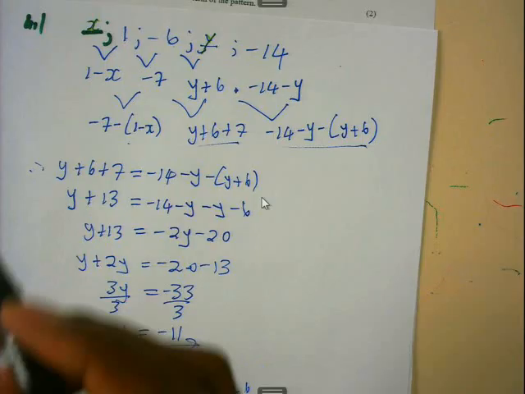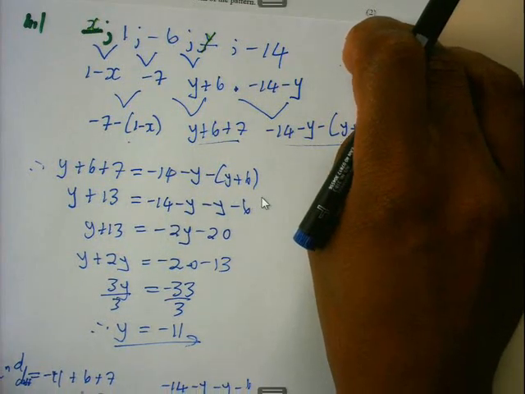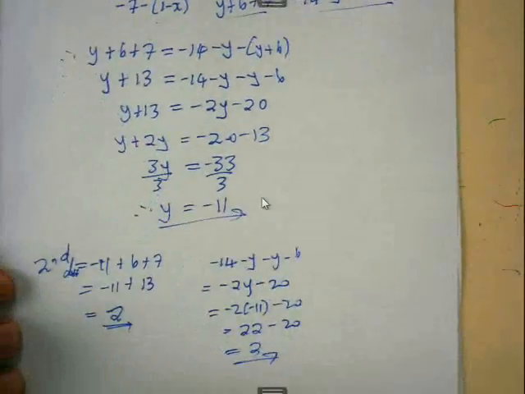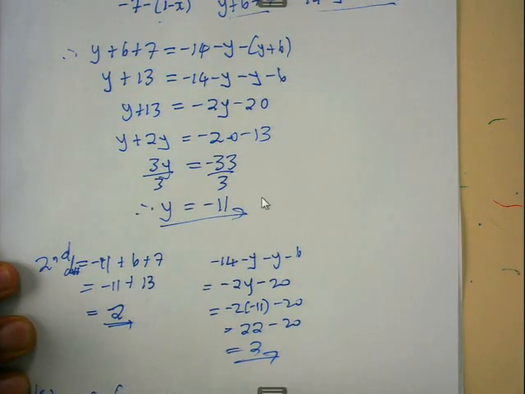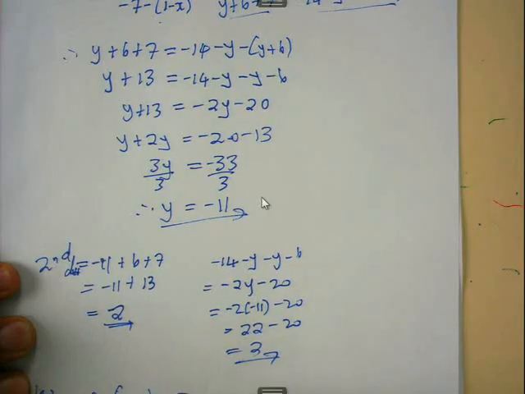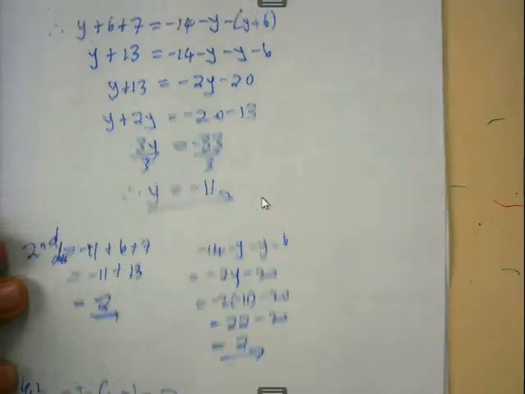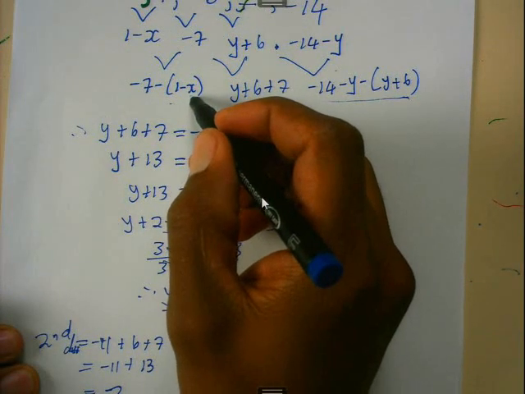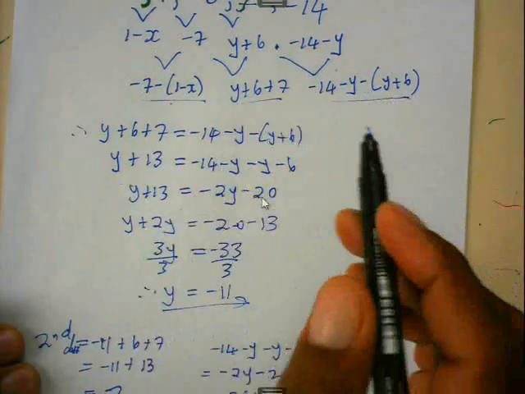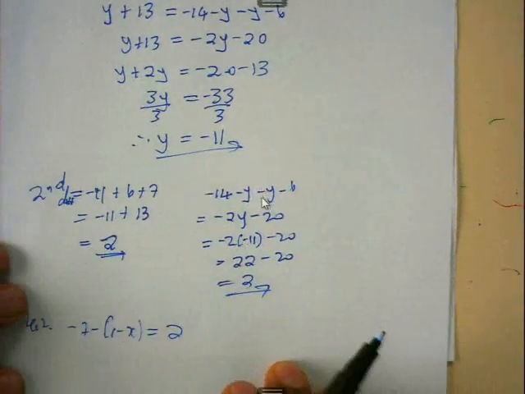Boys and girls, to make this easier, because it's 2 marks, remember we must make sure that we save time. In 4.2 here, we take minus 7 minus 1 minus x, and we equate it to 2. Why do we equate this one to 2? It's very important. Minus 7 minus 1 minus x is our second difference, so this one must give us positive 2.